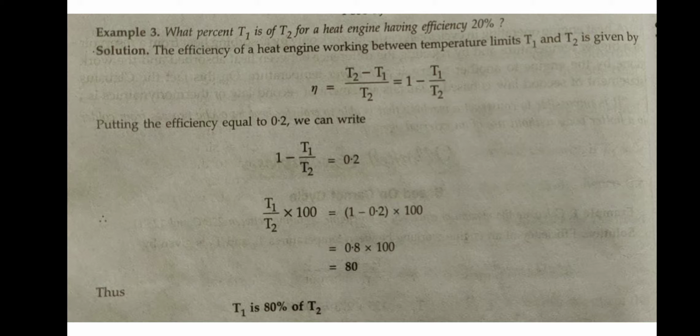Clear? So now putting the value of efficiency, that is 20%, 20 by 100, it will be 0.2. Taking 1 to the other side, it will become 1 minus 0.2. To make it the percentage, multiplying it with 100 on both sides. So we get the ratio of T1 by T2, that is your 80%. So T1 is 80% of T2.